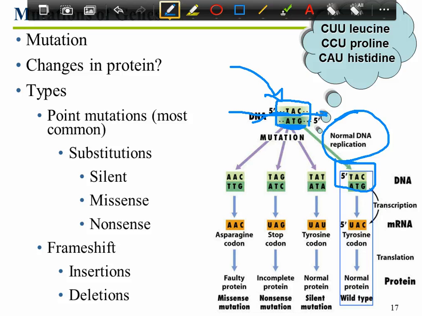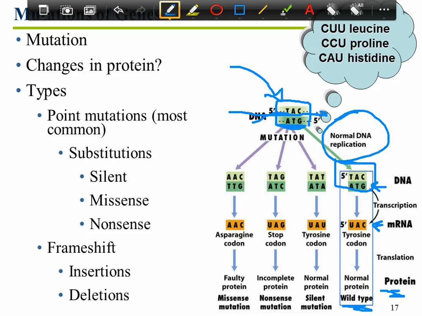Now, the sense strand of the DNA is this bottom strand, and it is involved in the production of mRNA, which you see right here. If your three-base sequence in DNA is ATG, then your codon in mRNA will be UAC. Let's say it codes for the amino acid tyrosine. And that tyrosine is part of whatever protein is being made here at the bottom. Alright, wild type. That's your normal run-of-the-mill protein.